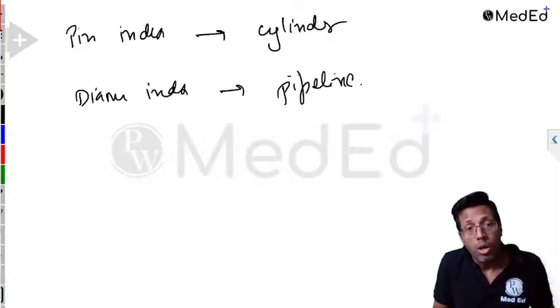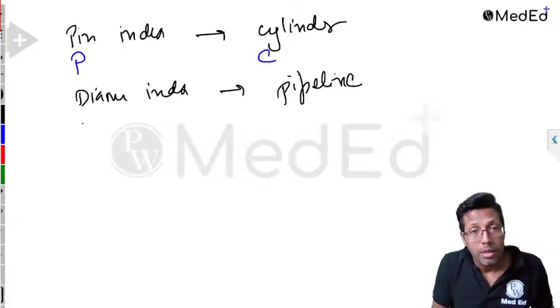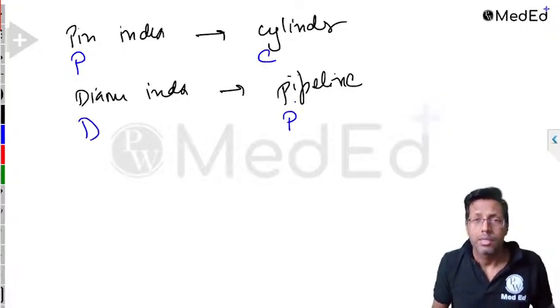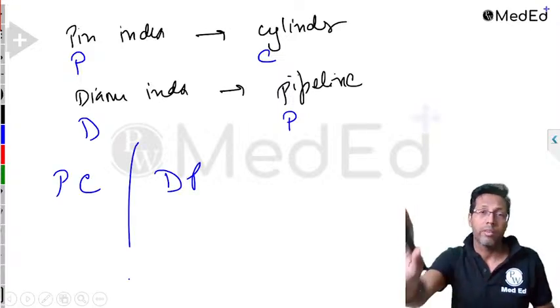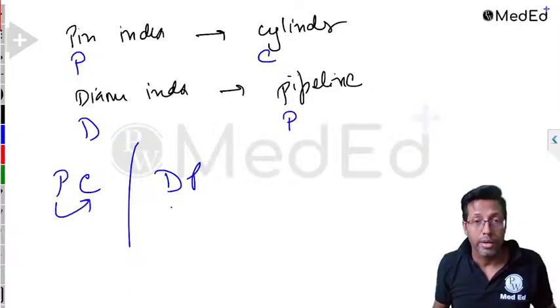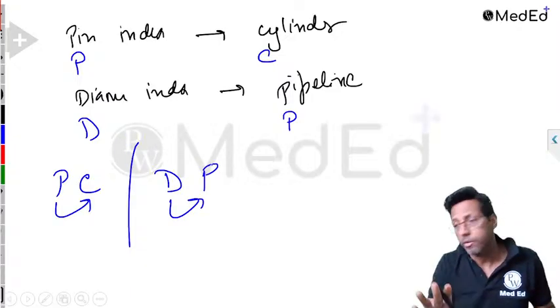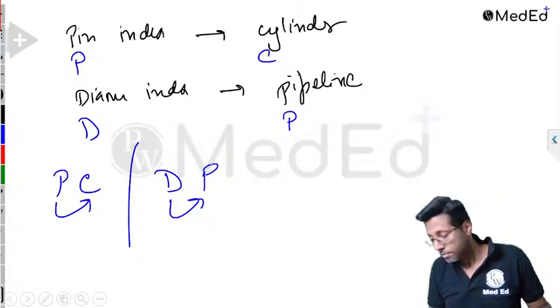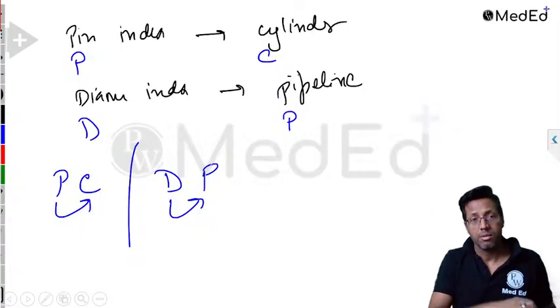So I take the initial letters P, C, D, P. Just remember the two famous actresses, Priyanka Chopra and Deepika Padukone, and you will never forget ever in your life. Clear? Pin index is for cylinders and diametric index is for pipeline. Now you will not get confused. Thumbs up. That confusion is over.